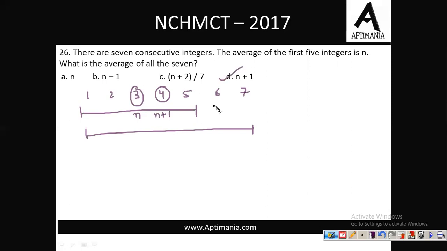Fine. There is another method to solve this question as well. What you can do is simply substitute the value of n. The 7 consecutive integers, the average of the first 5 is n. So let us substitute n as 3. Fine, this is the second method, by substituting the value of n. There is a third method as well.